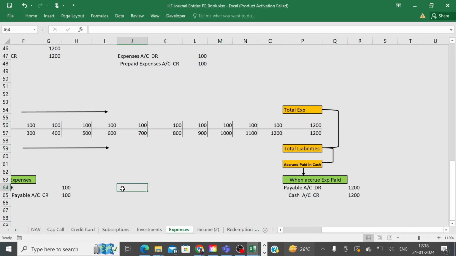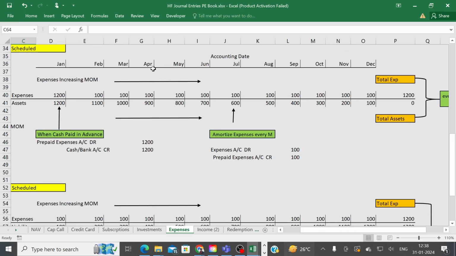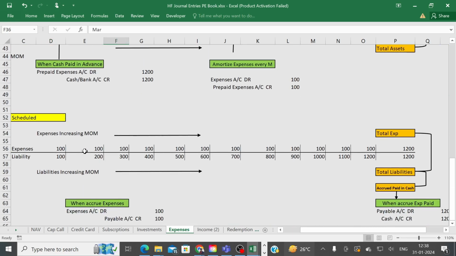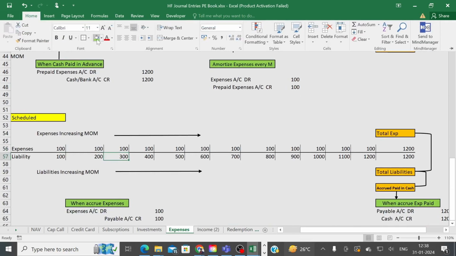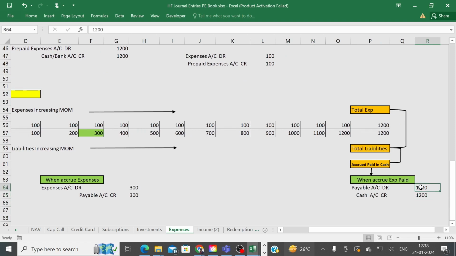For example, let's say in the month of April, if you have quarterly accounting, you would see January, February, March, three months of accruals, which come to around 300. So you can record 300 in the books of account at the end of the quarter. And if you have a quarterly payment, then you can process it quarterly as well. You make the payment of 300, and once you process the payment, your accounting entry will be payable account debit, cash account credit.